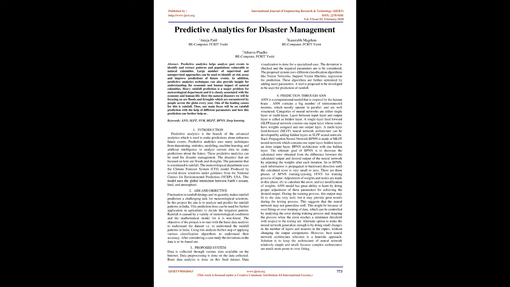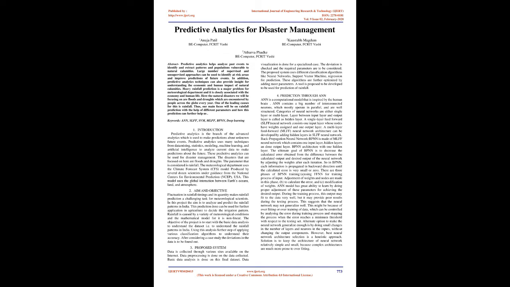3. Proposed system. Data is collected through various sites available on the Internet. Data pre-processing is done on the data collected. Basic data analysis is done on this final dataset. Data visualization is done for a specialized case. The deviation is checked and the required parameters are to be considered. The proposed system uses different classification algorithms like neural networks, support vector machine, and regression for prediction. These algorithms are further optimized by adding more parameters. A tool is proposed to be developed for prediction of rainfall.